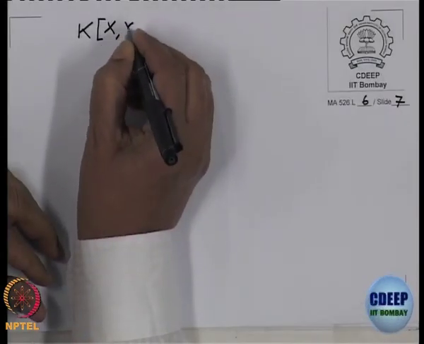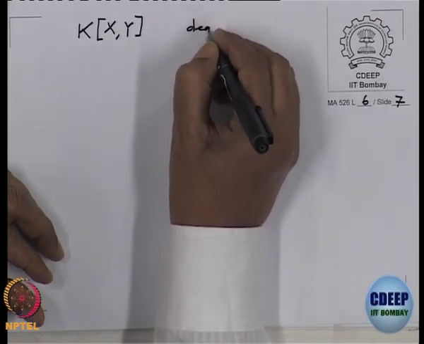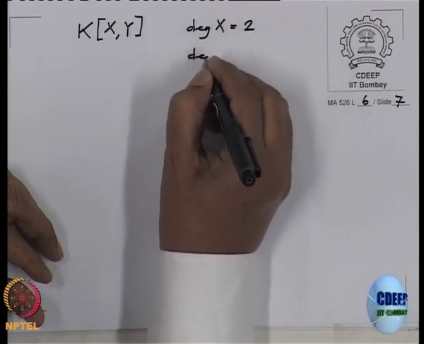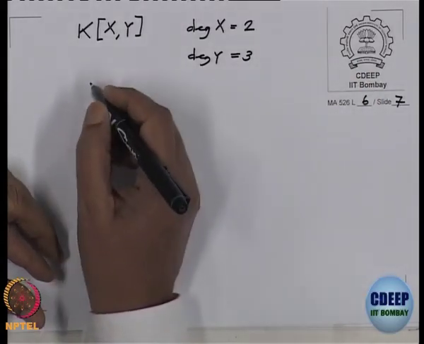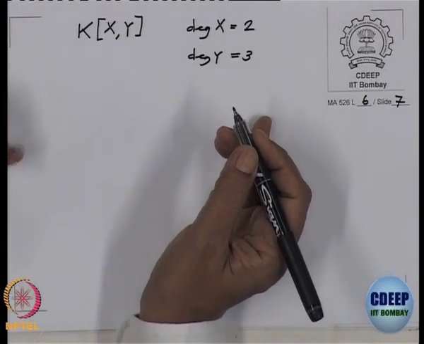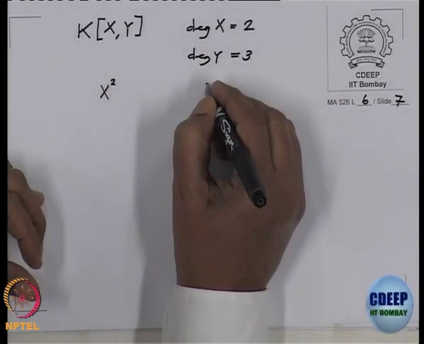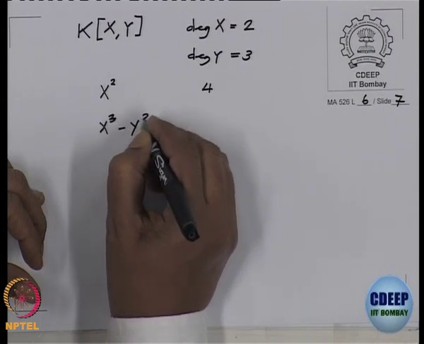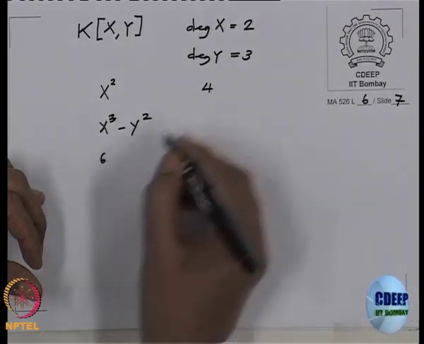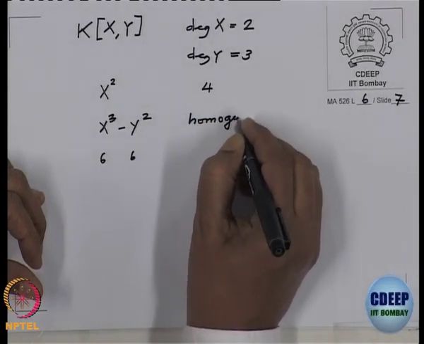For example, another example, let us do it. Suppose I take a polynomial ring in two variables x and y, and suppose I now give a grading. Degree of x I say is 2, and degree of y is 3. Suppose I declare that. Then for any polynomial, you can decide what the degree is. So that is the grading index. For example, x square will have grading index 4. And if I take x cube minus y square, this monomial will have degree 6, and this also will have degree 6. So this becomes homogeneous of degree 6.